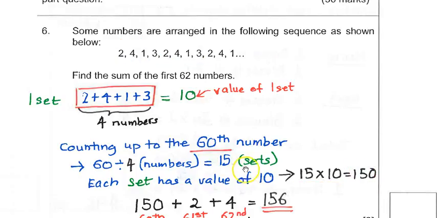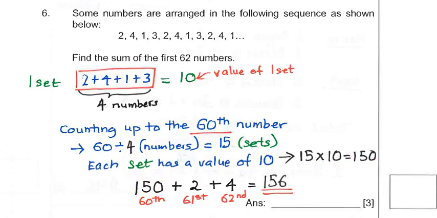Okay. Now, take a look here. If the value is 150 for the 60 numbers, 15 sets, which is up to the 60th number, the value when you add them up is 150. Now the 61st number, which is counted this way, after the 60th we start from 2, right? 2, 4, 1, 3. So the 60th is the value is 150. You add 2 plus 4 together and it is 156. Answer is 156. Of course, if you have the 63rd number, you add 2 plus 4 plus 1.